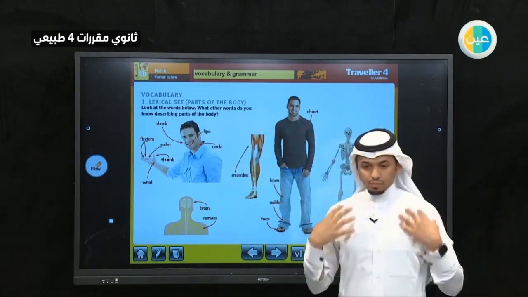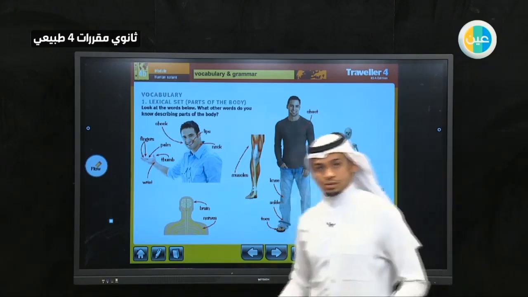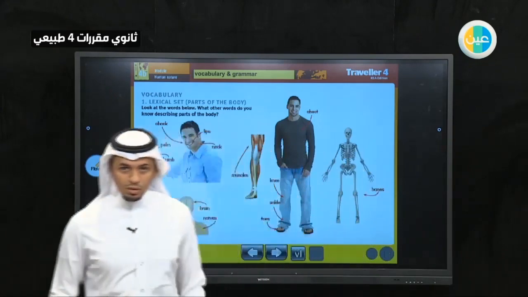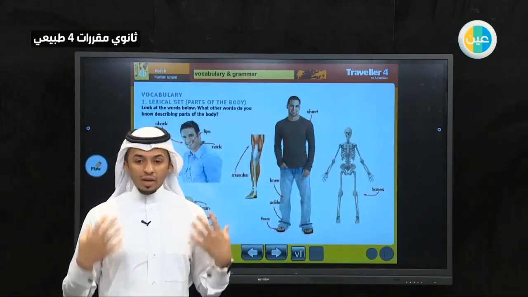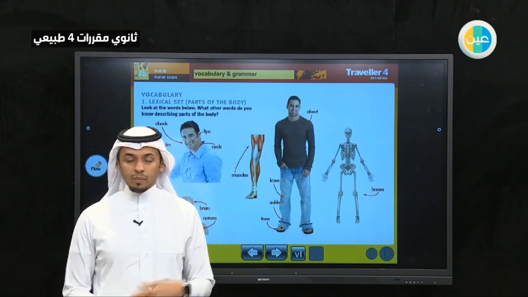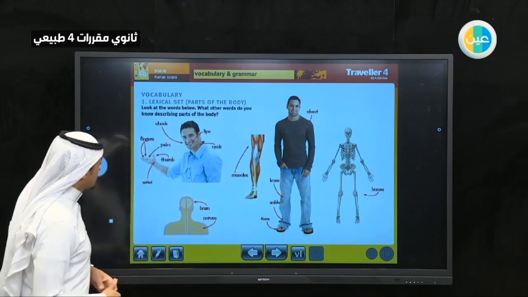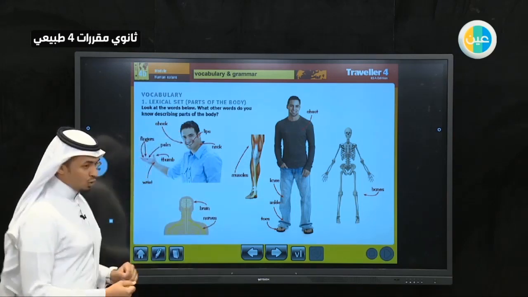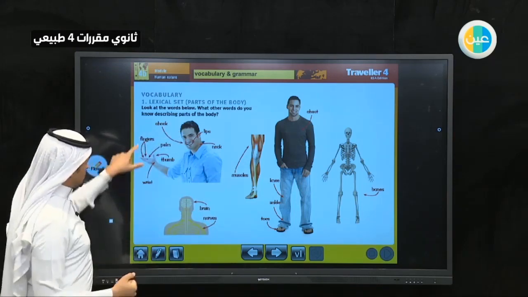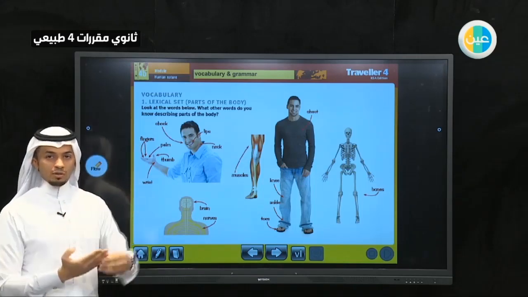So the human body has many parts, many organs. What do you know about them? How many organs can you count? Here we have a few, but it's not all. When we see the hand, here we have fingers. These are fingers.